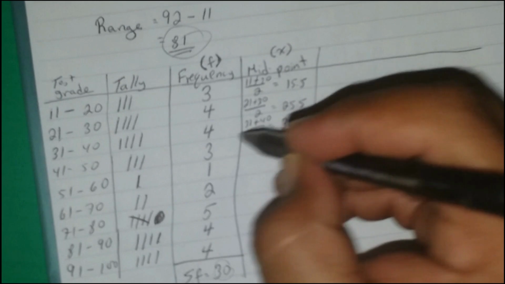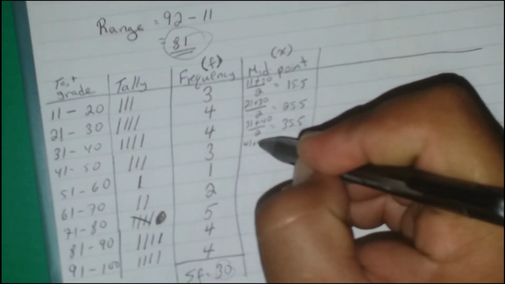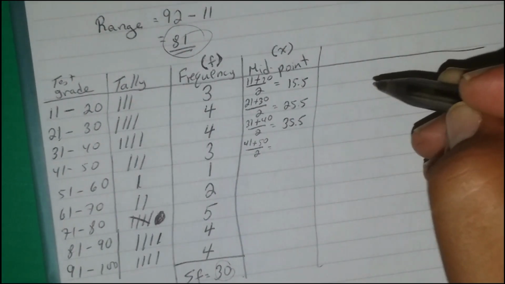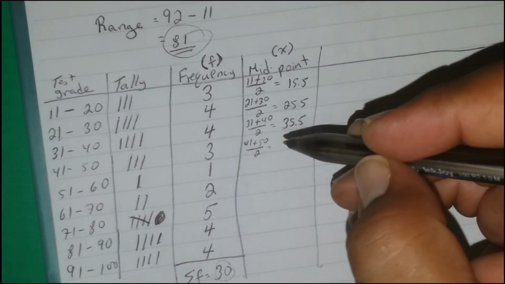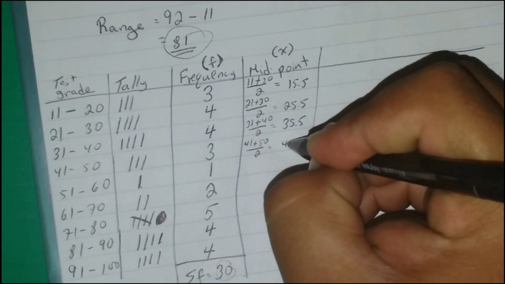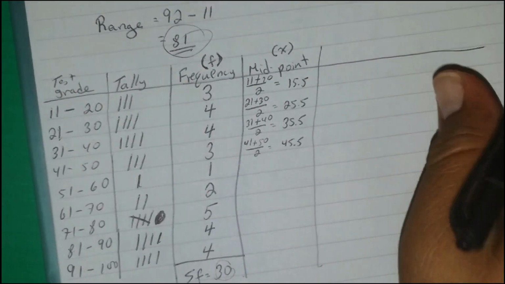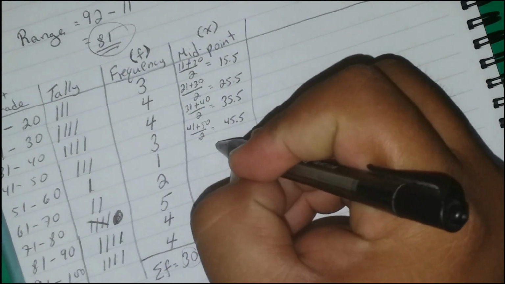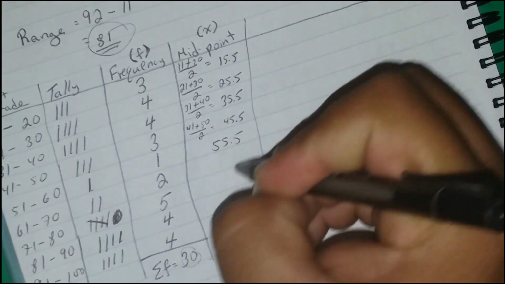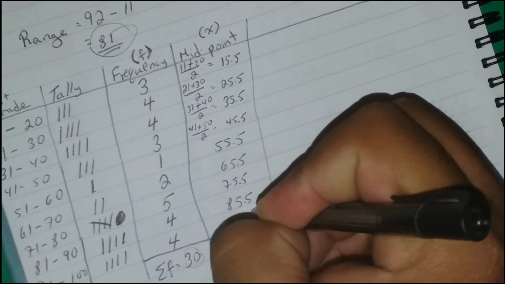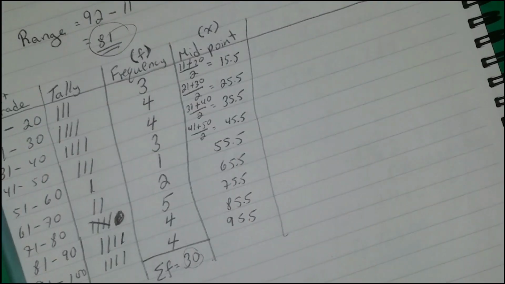You add the lower boundary, right? 41 in this case, plus 50, which is the upper boundary, and you divide by 2. So 41 plus 50, that gives me 91, divided by 2, that gives me 45.5. And let me quickly enter the rest, right? So that's going to be 55.5, 65.5, and 95.5, right? So that is going to be the midpoint.